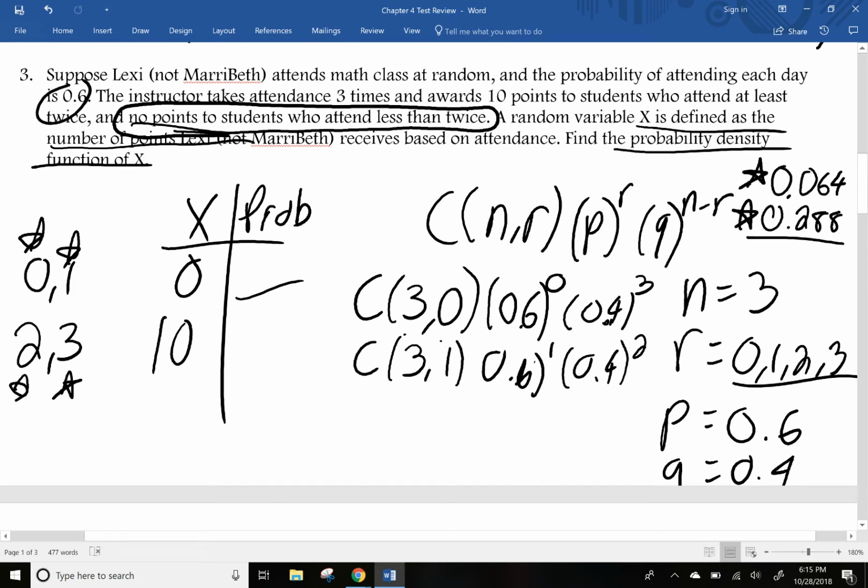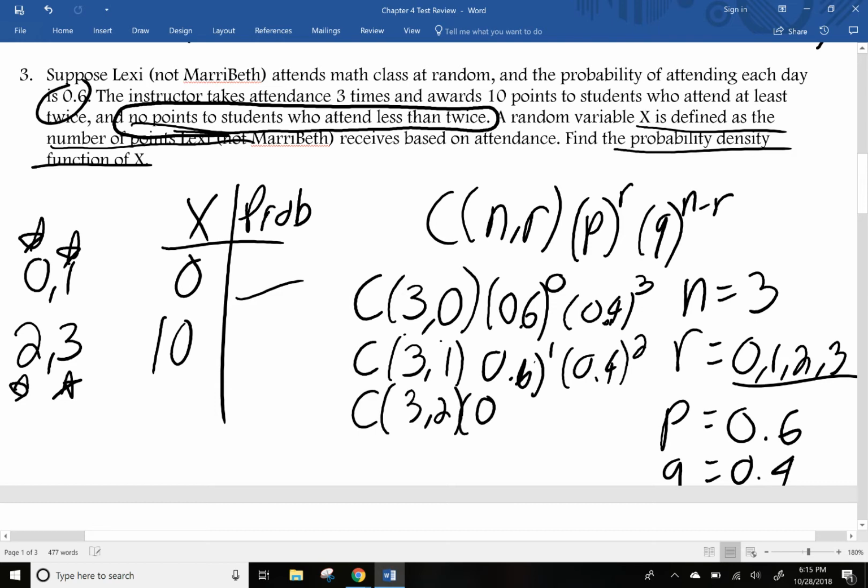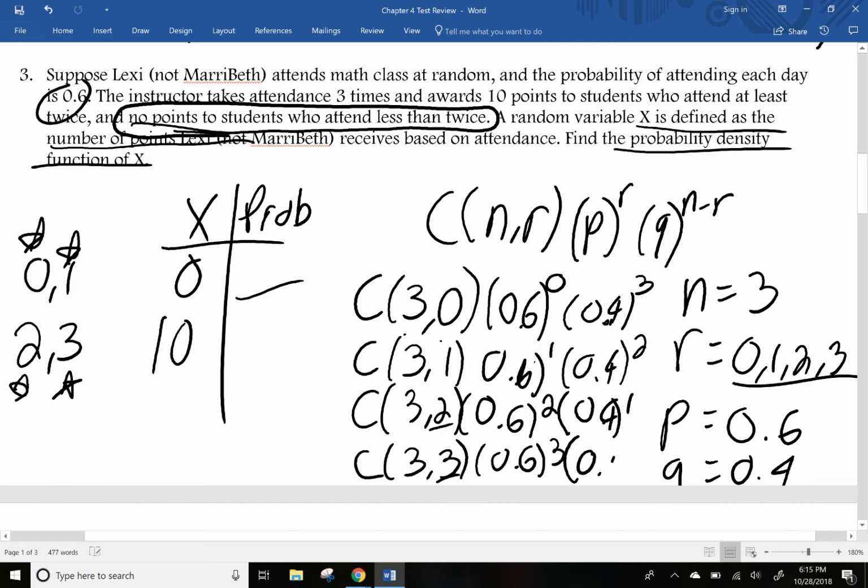Now, you can get 10 points 2 different ways. You can do the same exact thing and just add them up. So combination of 3 choose 2, and then do 0.6 to the 2, 0.4 to the 3 minus 2, which is just 1, and get that answer, and then add it with the combination of 3 choose 3. This is the going to class twice and going to class 3 times. 0.6 to the third power, and then 0.4 to the 3 minus 3, which is 0 power.